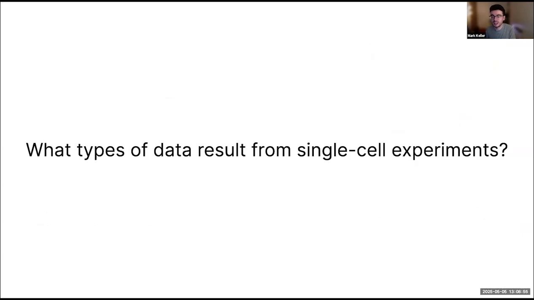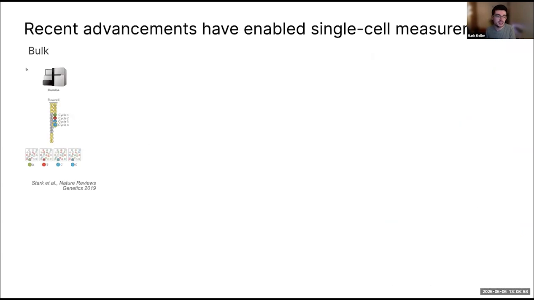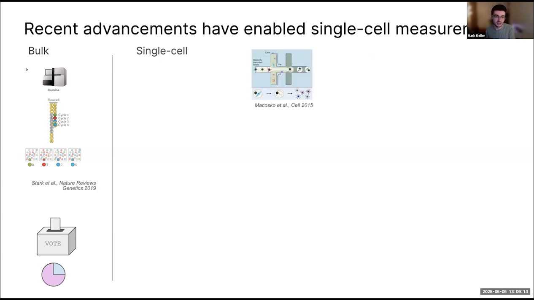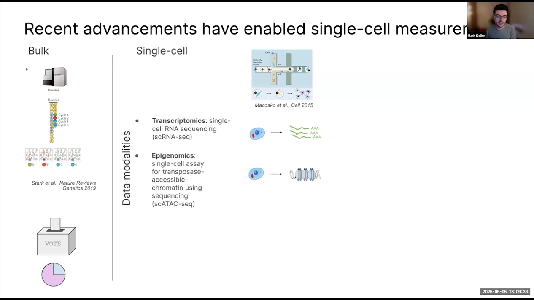Thinking about this more in a computer science context, before single-cell experiments, there were bulk experiments. You can imagine, in a voting analogy, that you would see the results in terms of the overall proportions of votes going to each party. In the single-cell case, we have cells with barcodes, and we also have many different modalities, for example, transcriptomics, where we sequence RNA transcripts, or epigenomics.